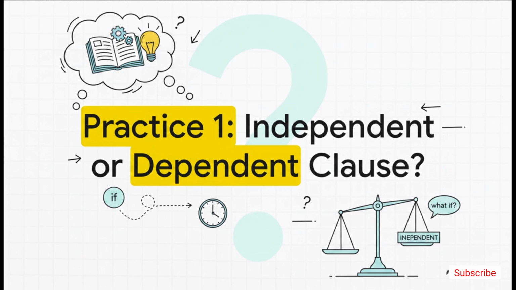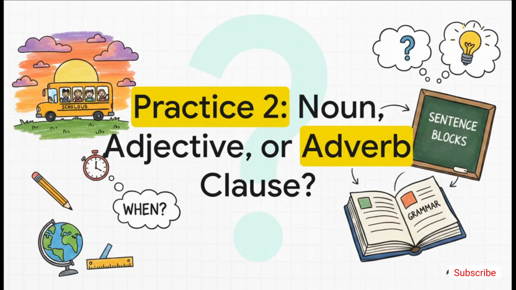All right, take a look at this one. If we have some spare time in the evening, go ahead and pause here and think about it. Got it? Okay, it is a dependent clause. That little signal word if right at the beginning makes it an incomplete thought. It leaves us wondering, well, what will happen if we have spare time?